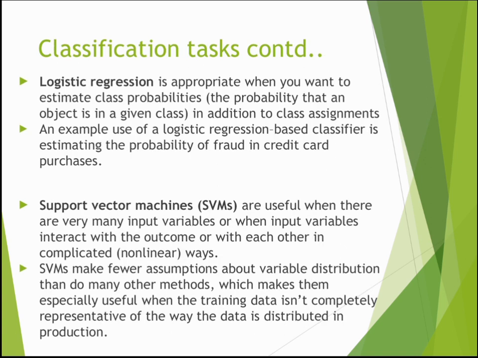Logistic regression is appropriate when you want to estimate class probabilities in addition to class assignments, for example, in the case of probability of fraud in credit card purchases. Support vector machines, or SVMs, are useful when there are very many input variables or when input variables interact with the outcome or with each other in complicated ways.